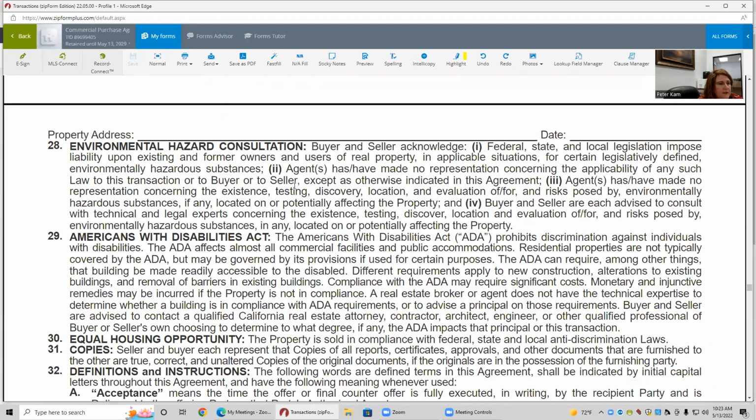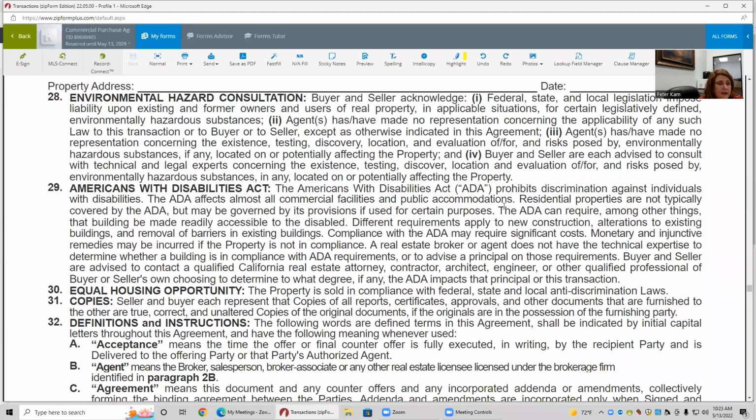So a lot of times with the phase 1, if it needs to go to phase 2, they'll advise you, but we're not experts on this. Let them hire somebody. We don't make any representation concerning this. So that's just a disclosure there. ADA is a big thing. And again, we're not experts on that.